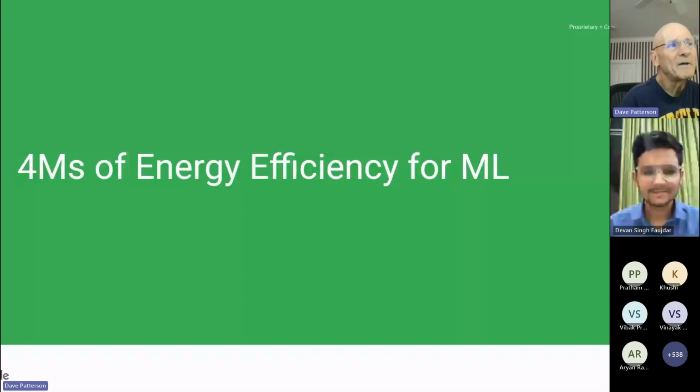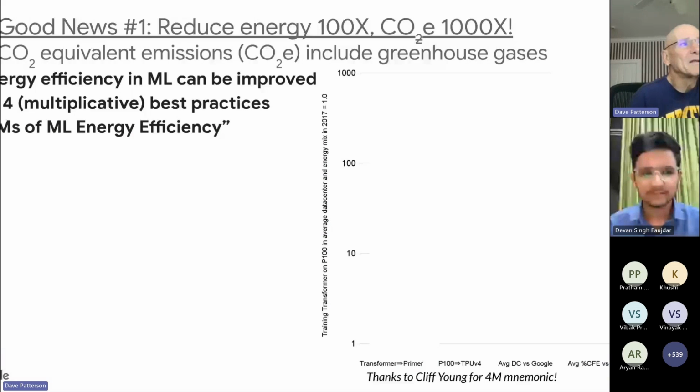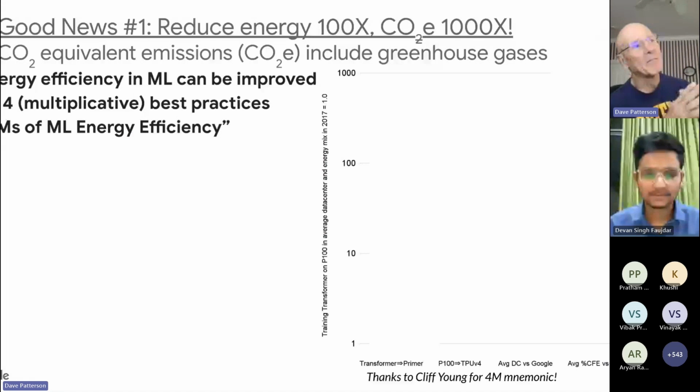All right, so what we've learned, we've captured in a mnemonic called the 4 M's. And if you follow these 4 M's, you can dramatically reduce the energy use and carbon emissions. What we did is we took a look at an effort that was done by people at Google to try and reduce the carbon footprint. And you can make a big difference here.